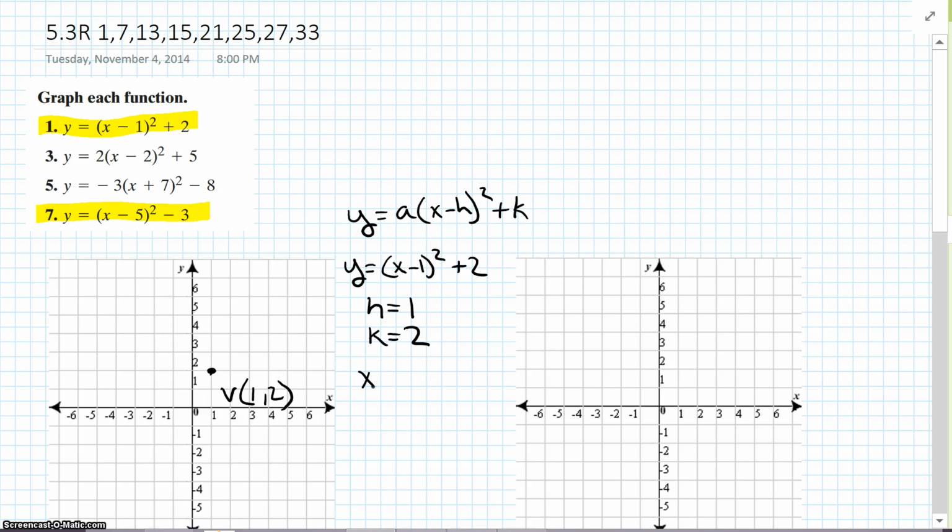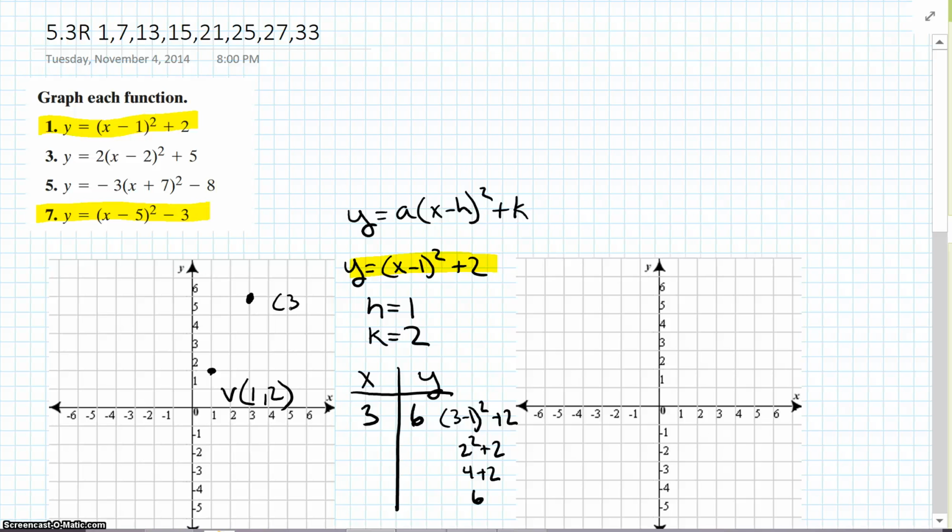So we're just going to pick a value. So when x equals, we'll go 3. What's y going to equal? Well, just plug it into this equation right here. So x is 3. So we're going to say 3 minus 1 squared plus 2. So that's going to be 2 squared plus 2. So that's 4 plus 2, so 6. So when x equals 3, y equals 6.